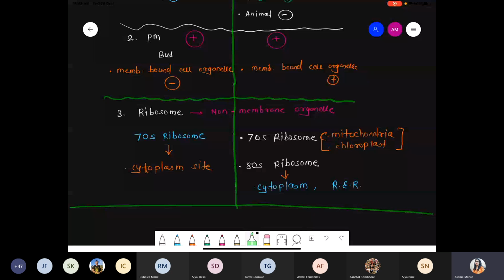So ribosome is an organelle but without plasma membrane. In case of bacteria, normally 70S type of ribosome is present, and in case of the eukaryotic system, both 70S plus 80S types of ribosome are present. Means ribosome is present.